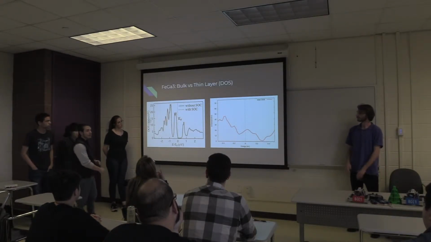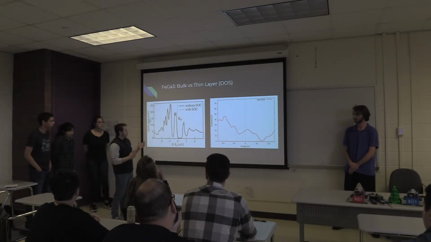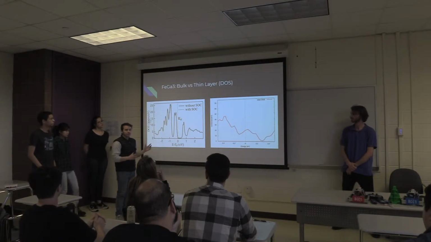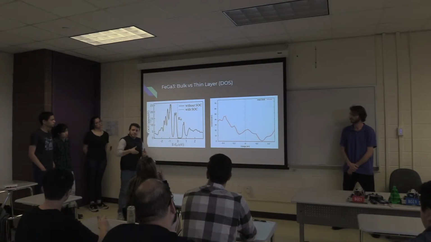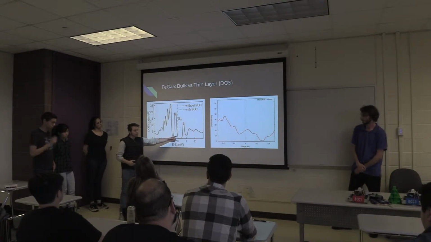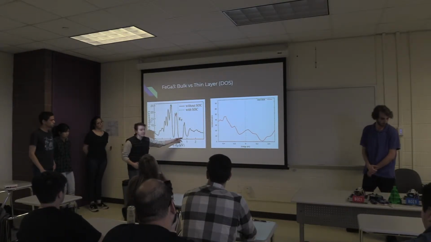For advances in the iron-gallium binary system, in the winter we discovered that the iron-gallium-3, when we studied the bulk, that means like we would have a big piece of iron-gallium-3, is basically a semiconductor, like we explained before. This is the little band gap that we see here.